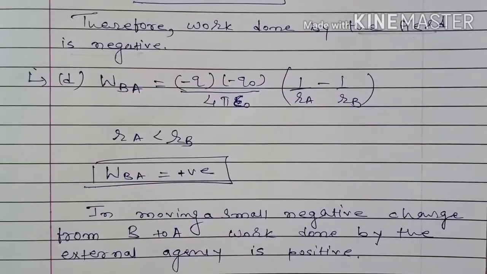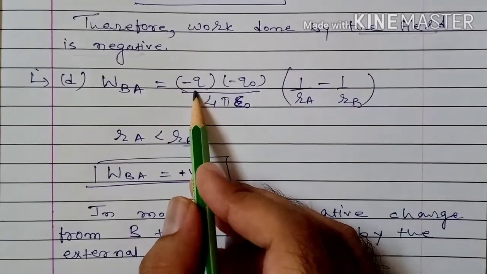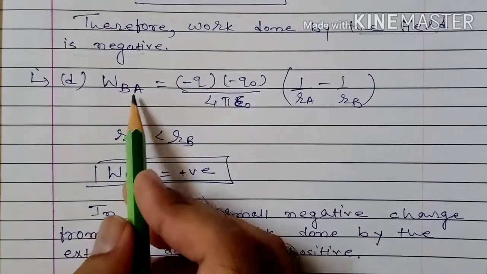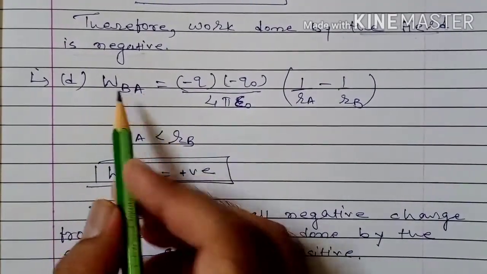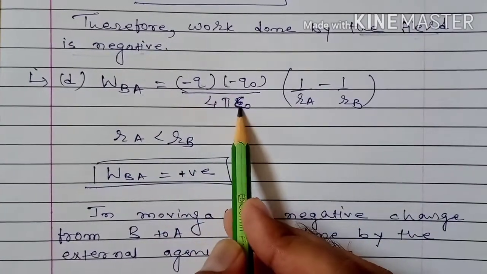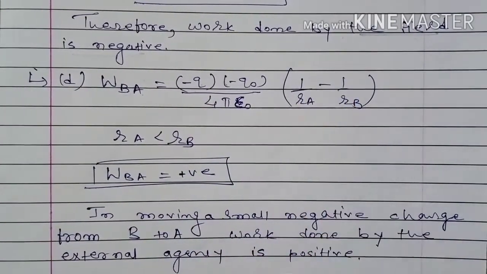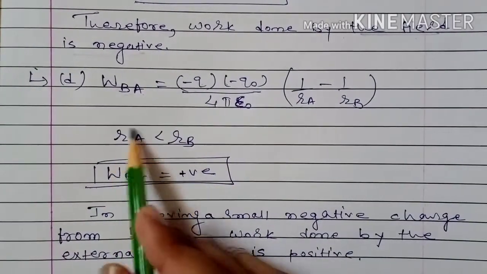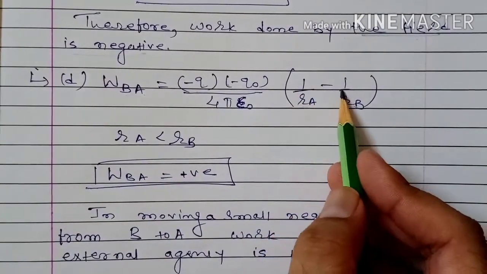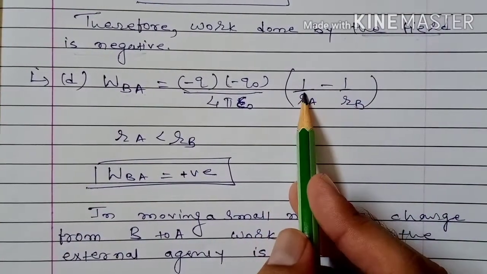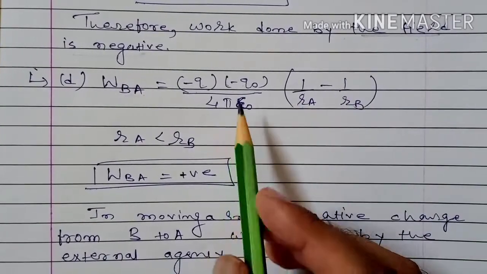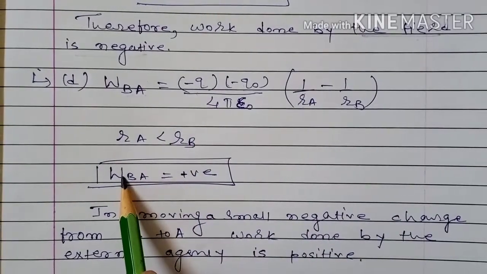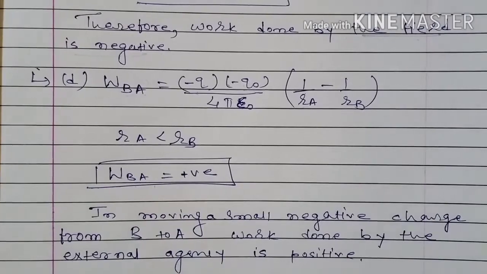In figure B, source charge is negative, and we have to move small negative charge minus Q naught from B to A. So work done by external force is Q1 Q2 upon 4 pi epsilon naught into 1 upon final minus initial. Final, that is A, minus initial, that is B. From figure RA is less than RB. Therefore 1 upon RA is greater than 1 upon RB. First term is greater than second term. Minus, minus, plus. This is also positive. So work done in moving negative charge from B to A is positive.